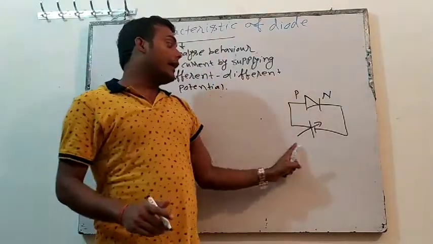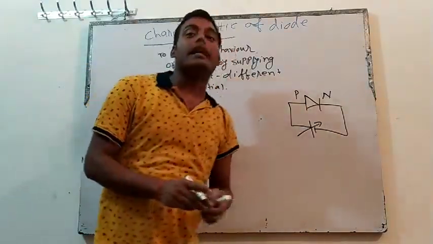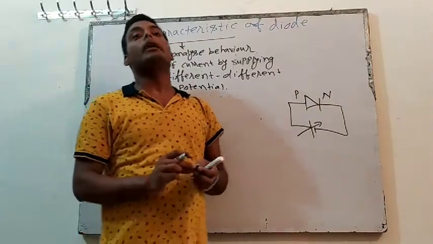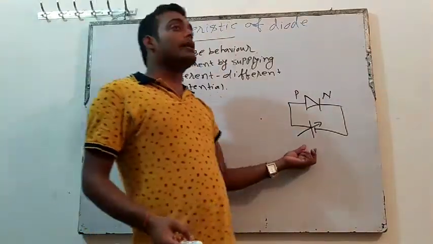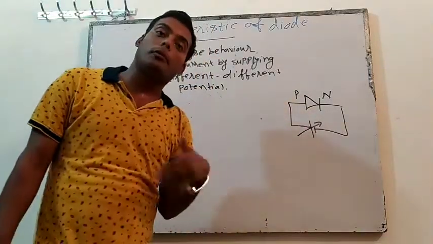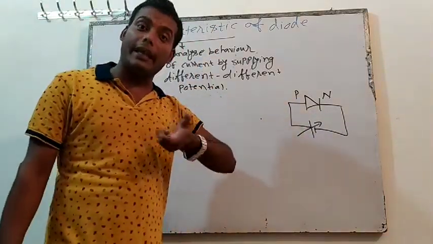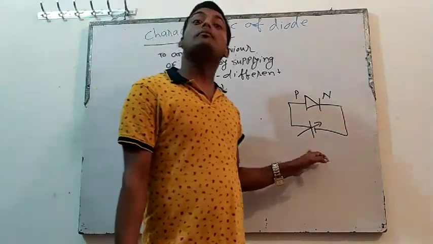Like that, there will be variable EMF also. That means here, if I make an arrow like this, that is a sign of variable EMF. That means here the EMF will vary. Sometimes it will give 1 volt, 2 volt, 3 volt, 4 volt, 5 volt. So we can adjust the voltage. So this is known as variable EMF.